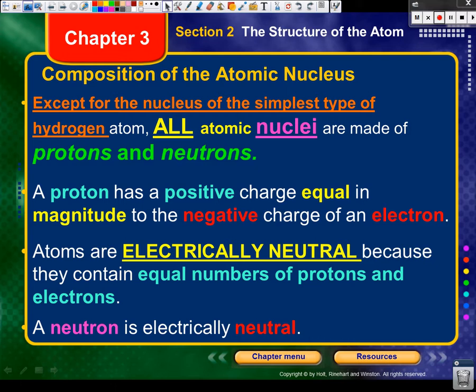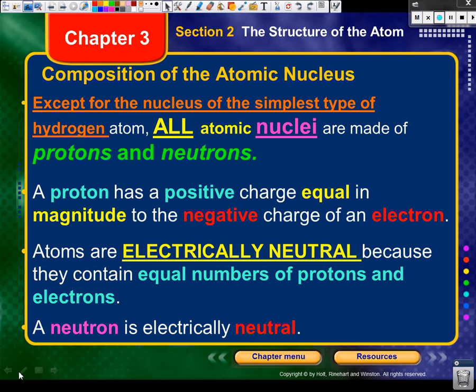A proton is a positive charge equal to the magnitude of a negative charge. This next bullet, put a big, huge star beside it. I need you to know this next bullet right here. Atoms are electrically neutral because they contain equal numbers of protons and what? That is very, very key.